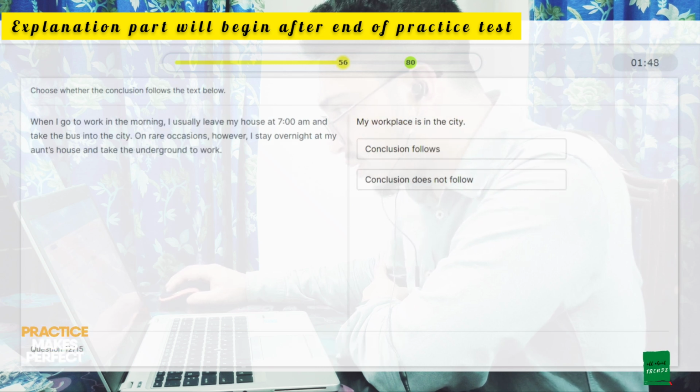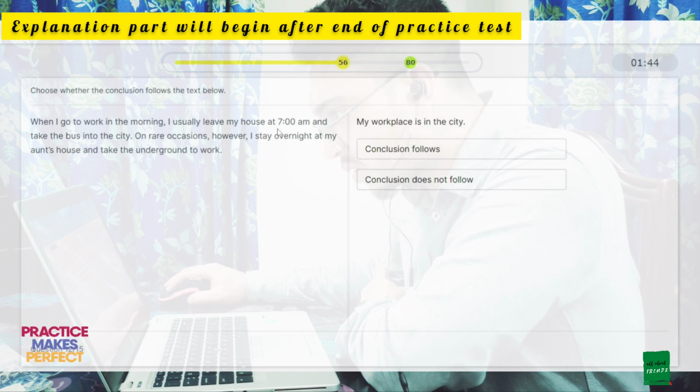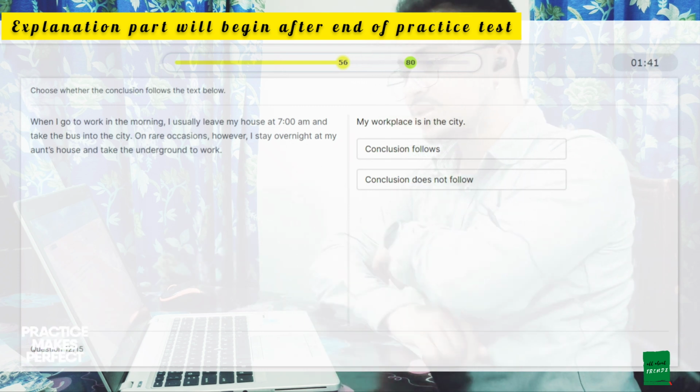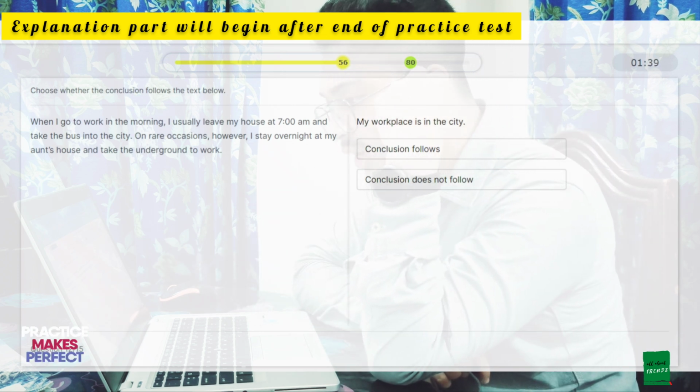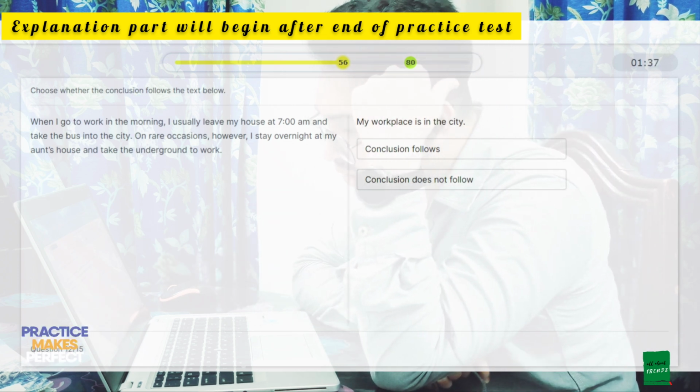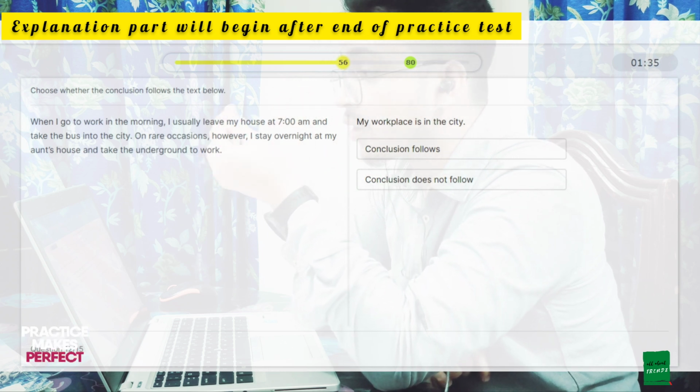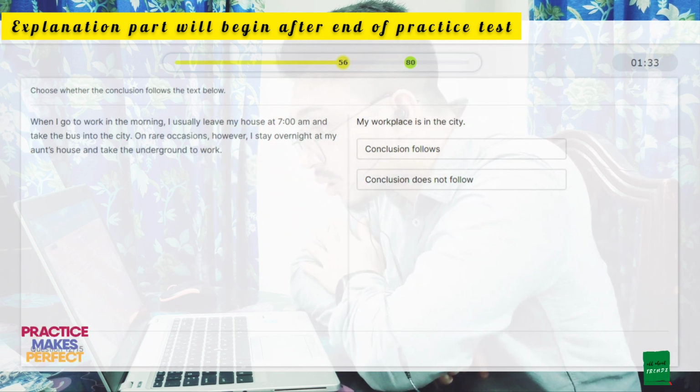Okay, my workplace is in the city. When I go to work in the morning, I usually leave my house at 7 a.m. and take the bus into the city. On rare occasions, however, I stay overnight at my aunt's house and walk.